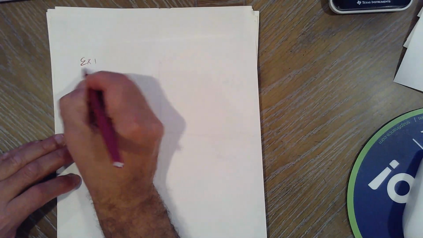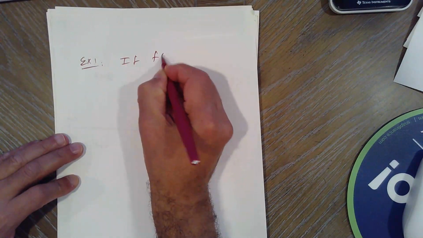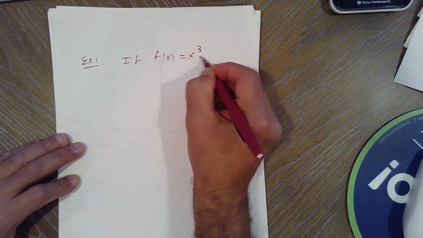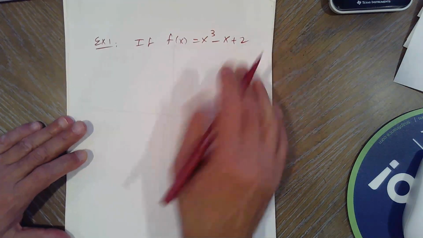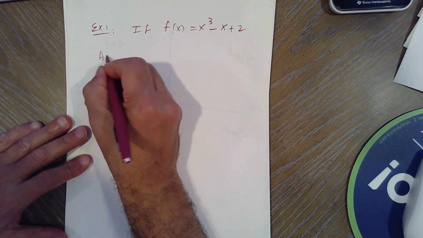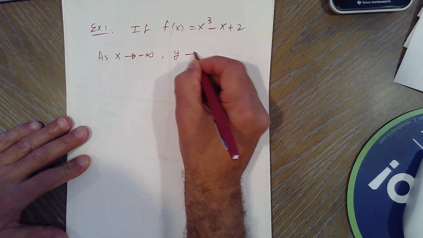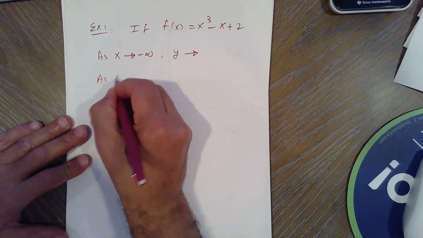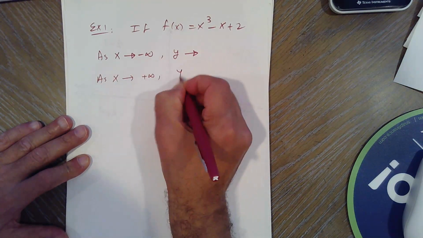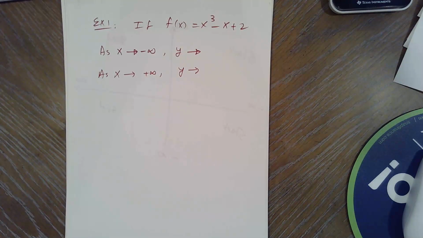Example 1: if f of x equals x cubed minus x plus 2. On the test, I'll just write that down for you. As x goes to negative infinity, y or f of x goes where? And as x goes to plus infinity, y goes where? Either positive or negative infinity.